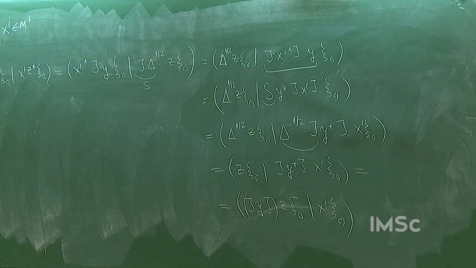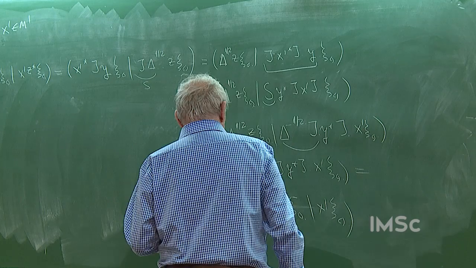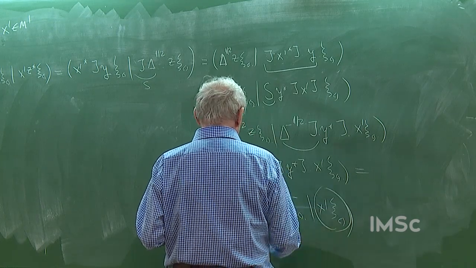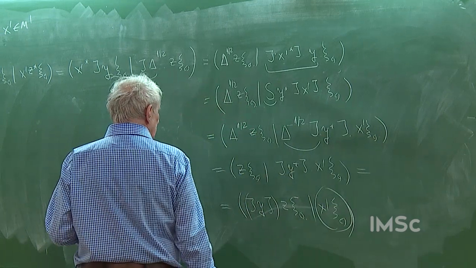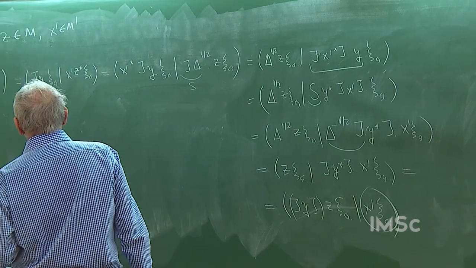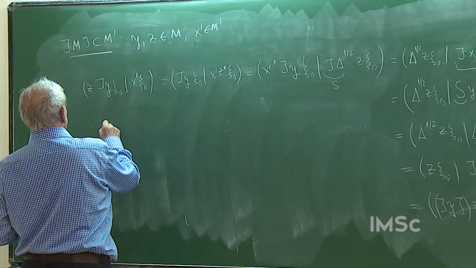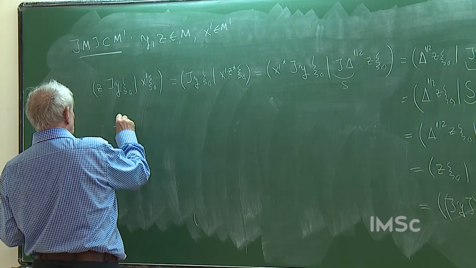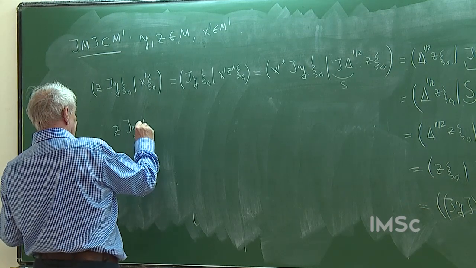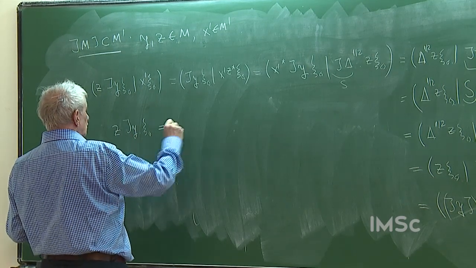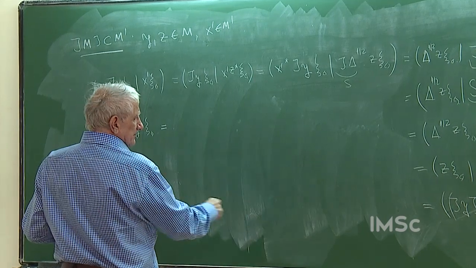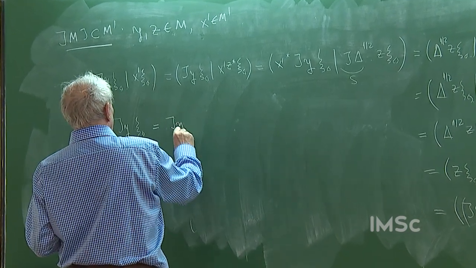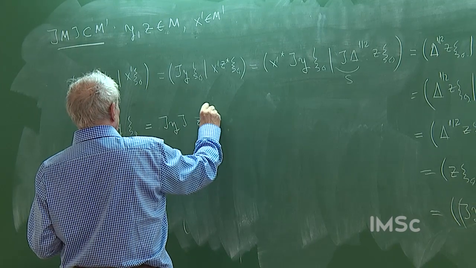Once I have this thing, yeah, it's good. Now, this is dense in H. So what we get is that Z J Y psi naught is equal to what is there. It is J Y J Z psi naught.